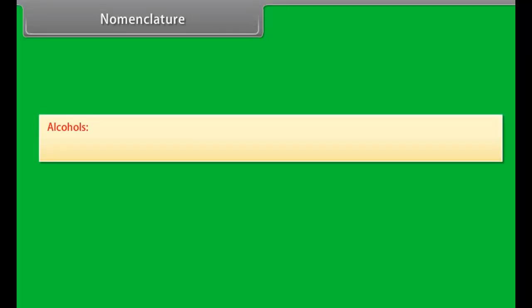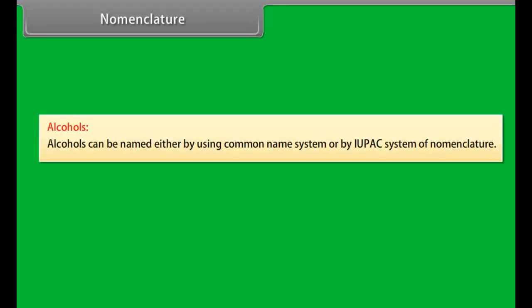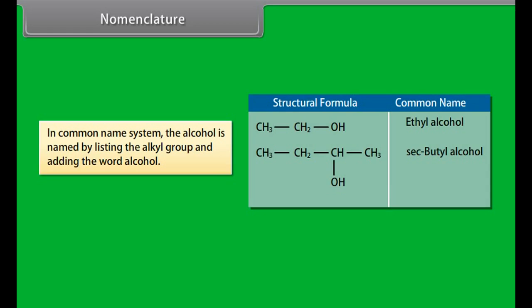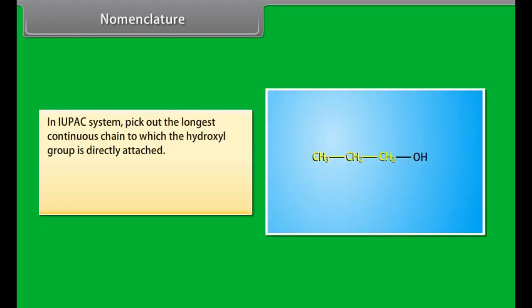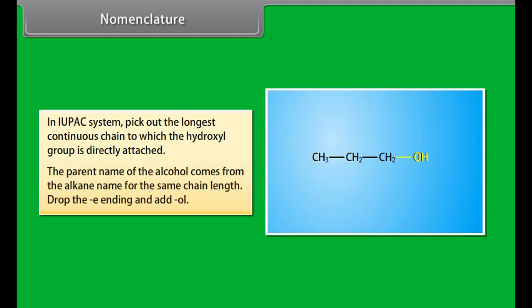Nomenclature. Alcohols. Alcohols can be named either by using common name system or by IUPAC system of nomenclature. In common name system, alcohol is named by listing the alkyl group and adding the word alcohol. In IUPAC system, pick out the longest continuous chain to which the hydroxyl group is directly attached. The parent name of the alcohol comes from the alkane name for the same chain length. Drop the E ending and add OL.